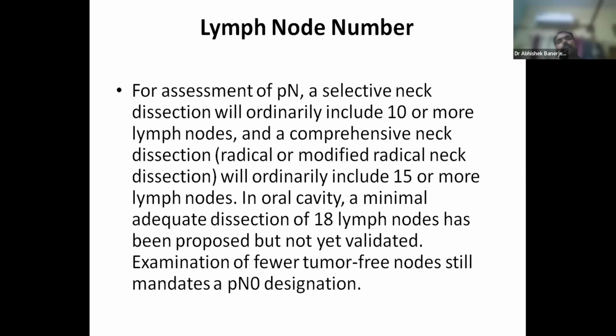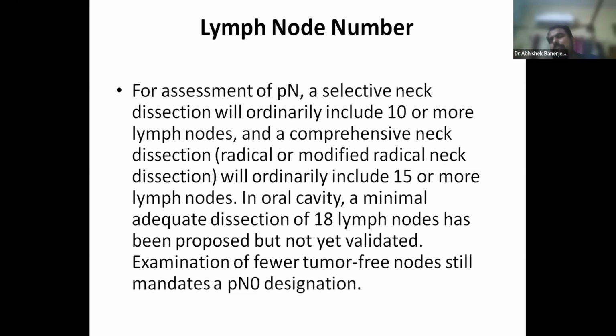Is it involving the gland? So all this carries very important. So in the oral cavity, a minimum of 18 lymph nodes for adequate dissection has been proposed, but yet not validated. But what I feel is surgeons feel very good if you give a good number of lymph nodes.